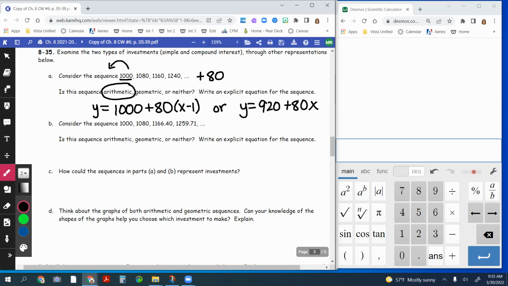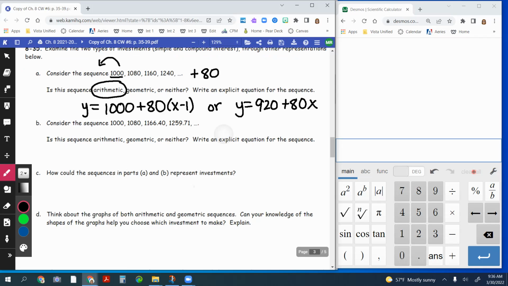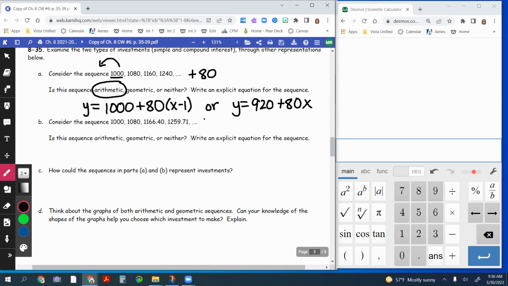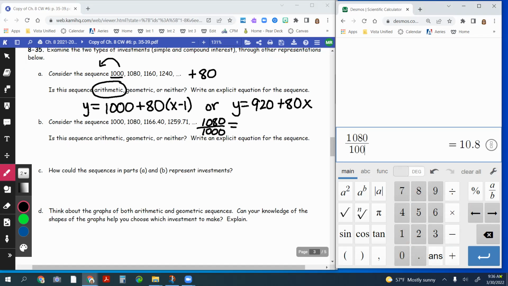On B, consider the next one. So the next one, what we're doing is we are not adding. I'm going to take 1,080 divided by the second term divided by the first term. So I'm going to take 1,080 divided by 1,000, which is going to give me 1.08. So I am multiplying by 1.08. So that makes this geometric.